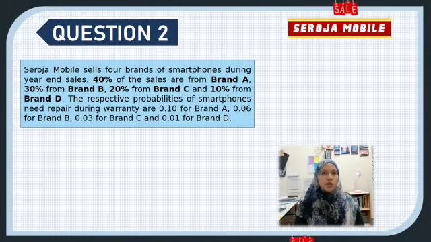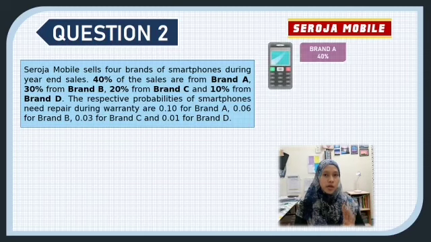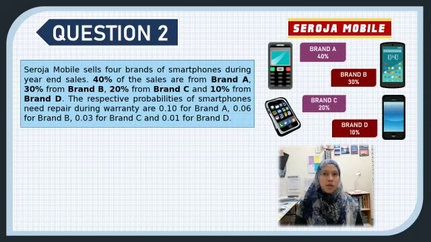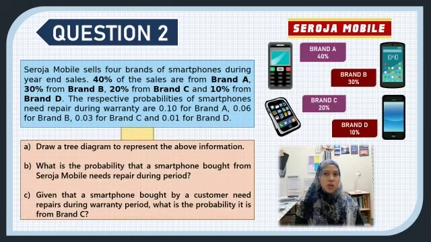Okay, for the first question is question 2 from Final Examination Paper January 2018. Saroja Mobile sells 4 brands of smartphone during year-end sales. 40% of the sales are from brand A, 30% from brand B, 20% from brand C, and 10% from brand D. The respective probabilities that a smartphone needs to be repaired during warranty are 0.1 from brand A, 0.06 from brand B, 0.03 from brand C, and 0.01 from brand D. There are 3 sub-questions that we must answer. So let's go through.